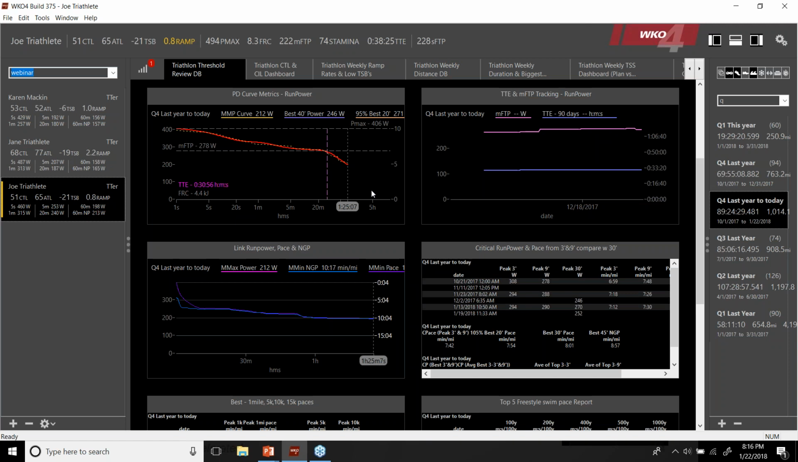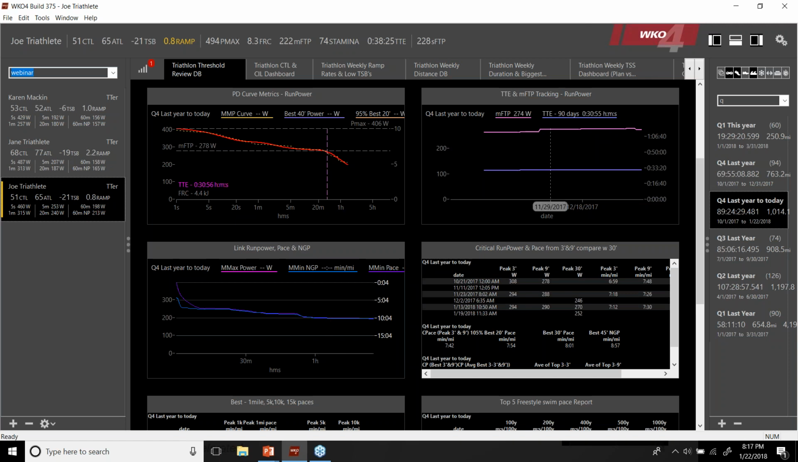The manual entry will sync to WKO4, but the non-manual will calculate the heart rate based on whatever the heart rate is set, which is probably your bike heart rate, I'm going to guess. But anyway, that's just kind of a heads up to be aware of for heart rate thresholds.